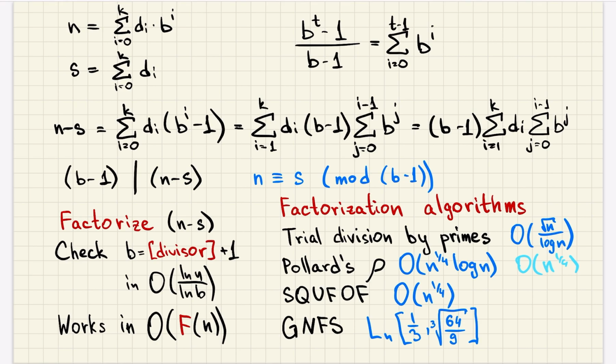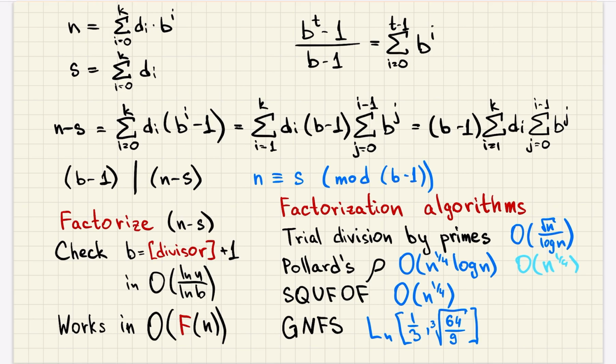What can we say about b to the power of t minus 1? Well, you might know this formula, but you usually use it in the right to left direction. So this is a partial sum of geometric progression, and it can be calculated as b to the power of t minus 1 divided by b minus 1.